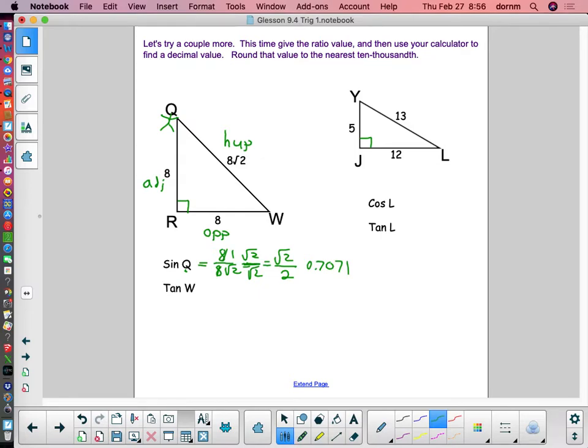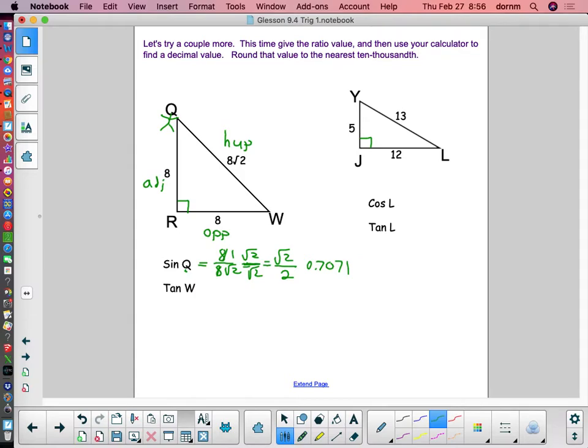So since now I know that's a 45-45-90, I know the sine value for any 45-degree angle is going to be 0.7071. That's the ratio of the opposite over the hypotenuse for any 45-degree angle in a right triangle.